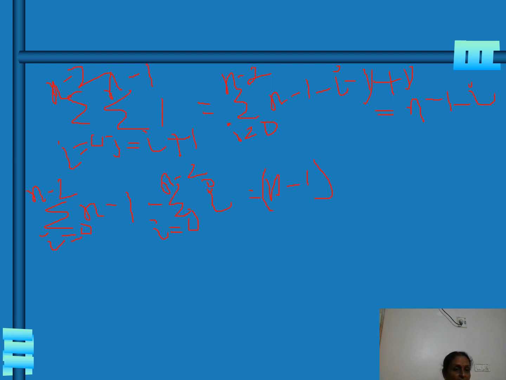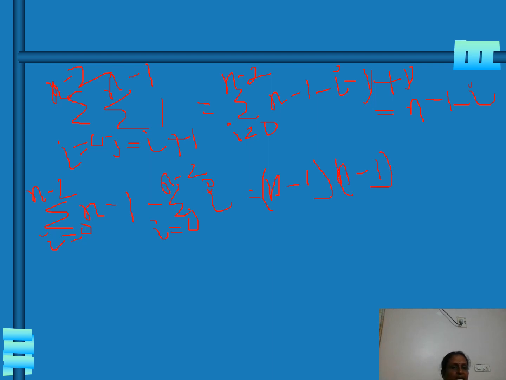Upper limit minus lower limit plus 1. So that is n minus 2 minus 0, sorry, plus 1. Upper limit minus lower limit plus 1. So n minus 2 plus 1, you will get n minus 1 if you simplify this summation.